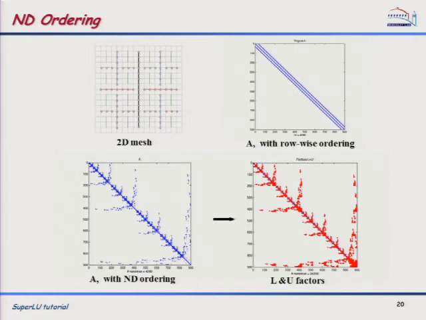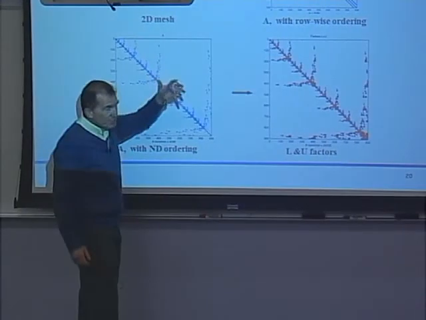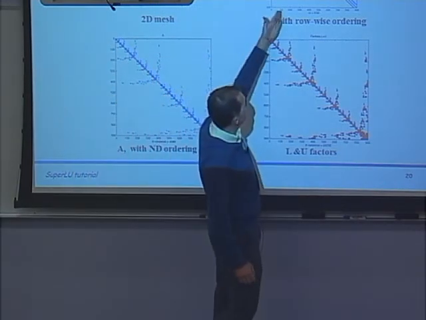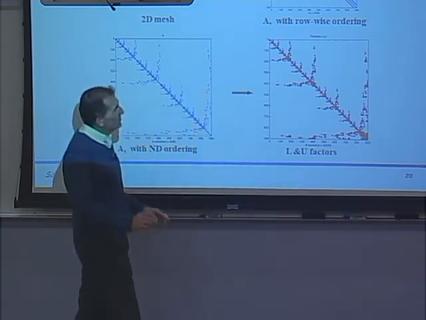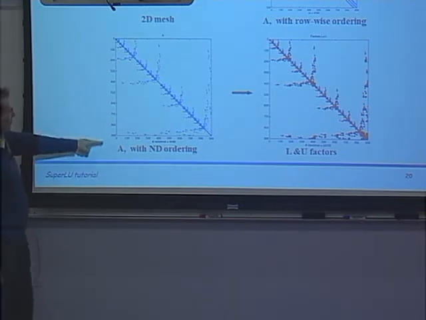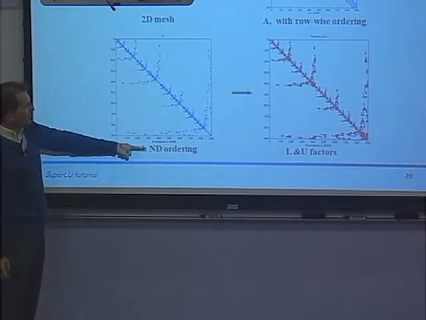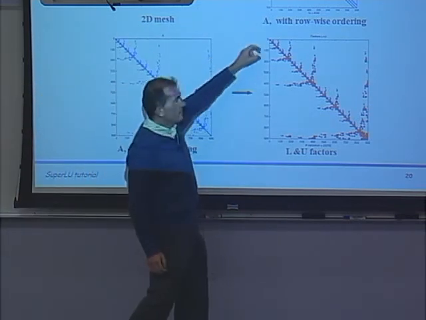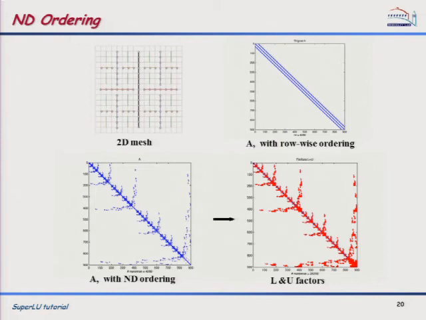And this is what it looks like if you apply nested dissection. Let's see what we have here. So this is a 2D mesh, a two-dimensional mesh, right? This is what the matrix A looks like. It's a sort of block tridiagonal kind of matrix. So if you apply the nested dissection ordering, there's a permutation on A. This is what the matrix looks like, okay?